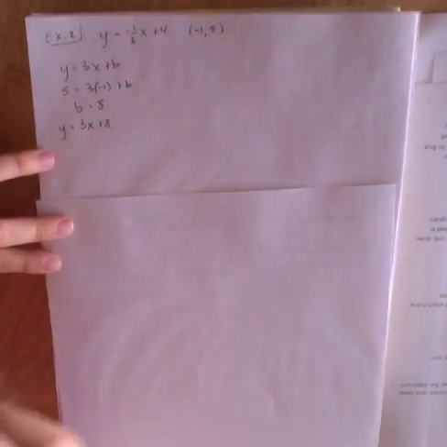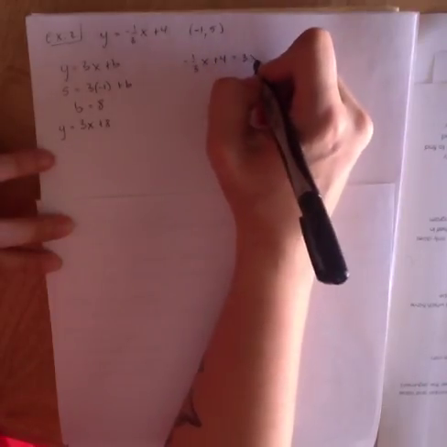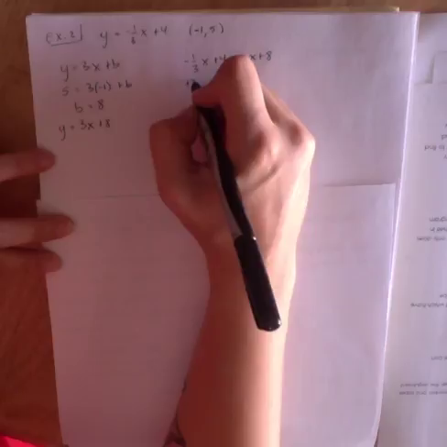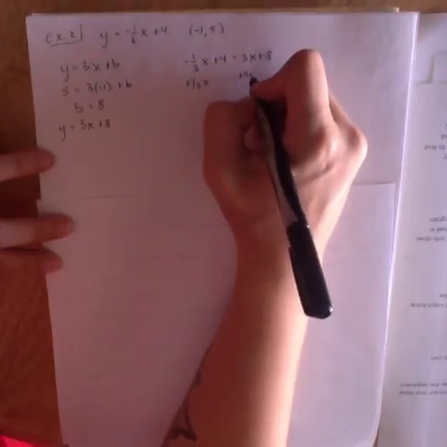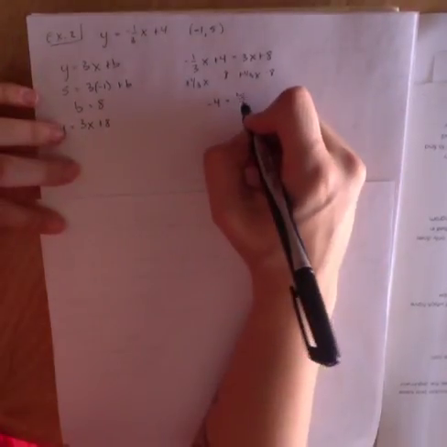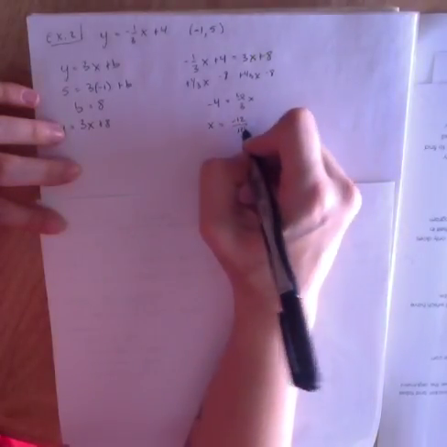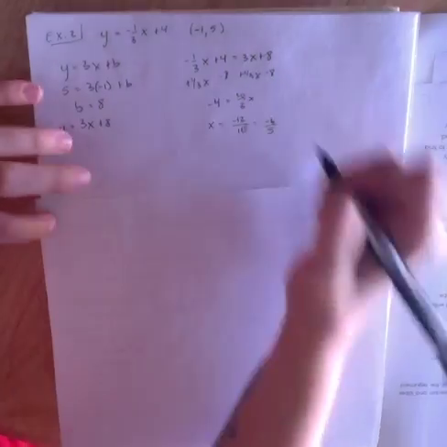Now I set my lines equal to each other. -1/3 x plus 4 equals 3x plus 8. I'm going to add my 1/3 x, subtract 8. So I get -4 is 3 plus 1/3, 10/3 x. So x is -12/10, which is -6/5.